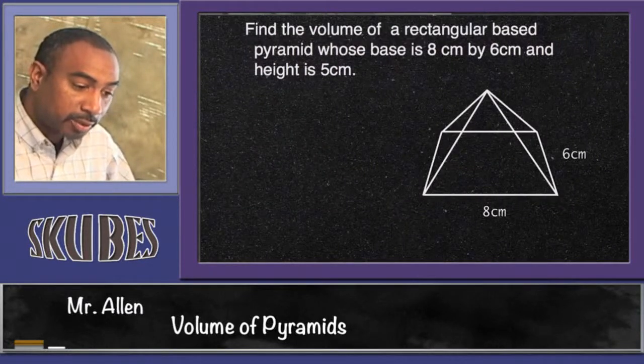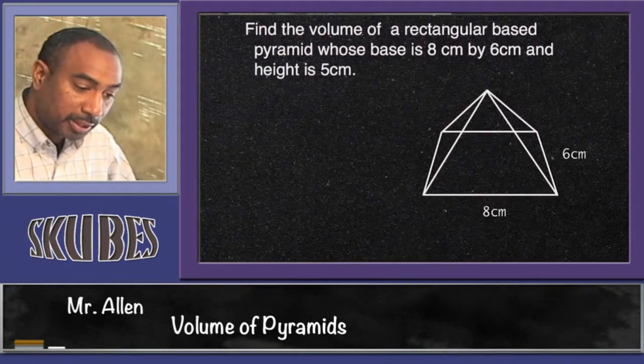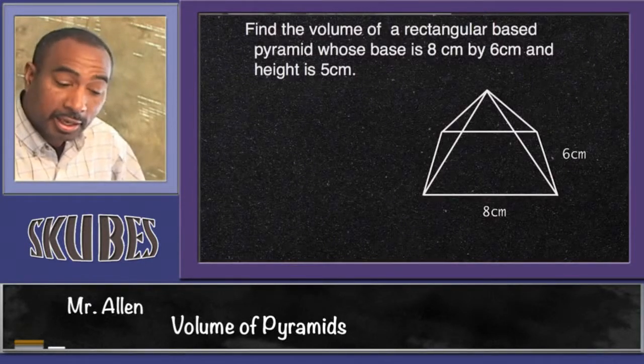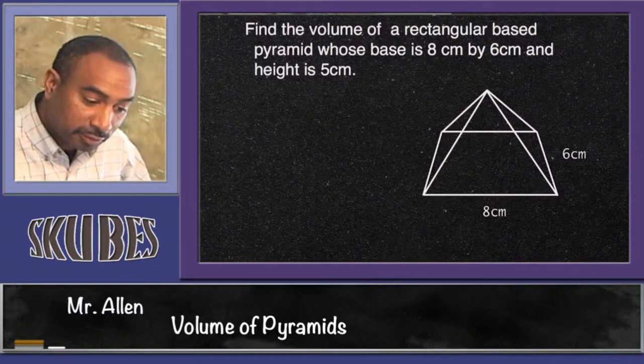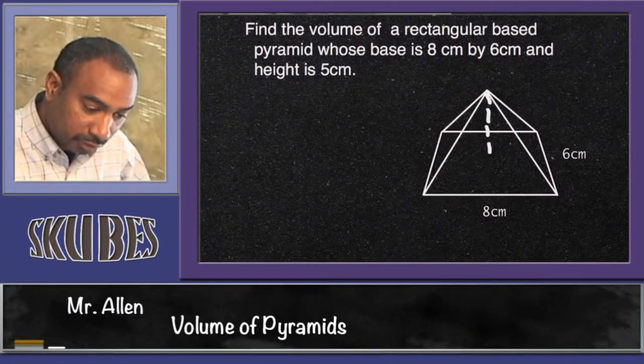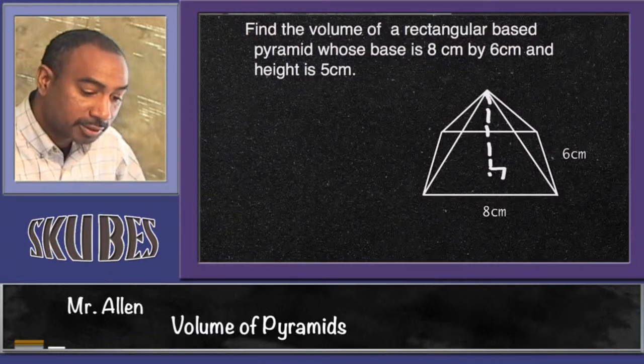Now find the volume of a rectangular base pyramid whose base is 8 centimeters by 6 centimeters and height is 5 centimeters. So again, with the height, they're not talking about the slanted height, they're talking about the vertical height. It goes from the base to the top. That's going to be 5 centimeters.